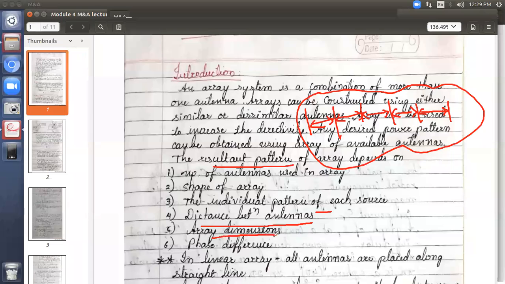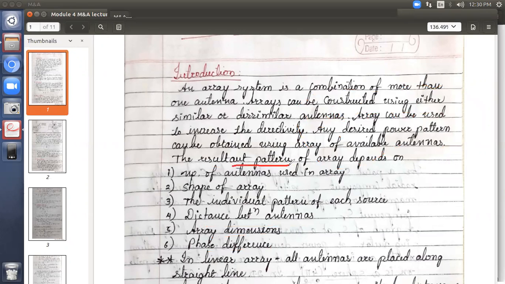Then array dimensions, the structure of each antenna, the size and the shape, all that matters. And also the phase difference, this comes in terms of the waves. When the waves travel across the antennas, obviously many antennas are involved in an array system. The phase difference among these electromagnetic waves matters a lot. These are certain parameters on which the resultant pattern of an array depends.